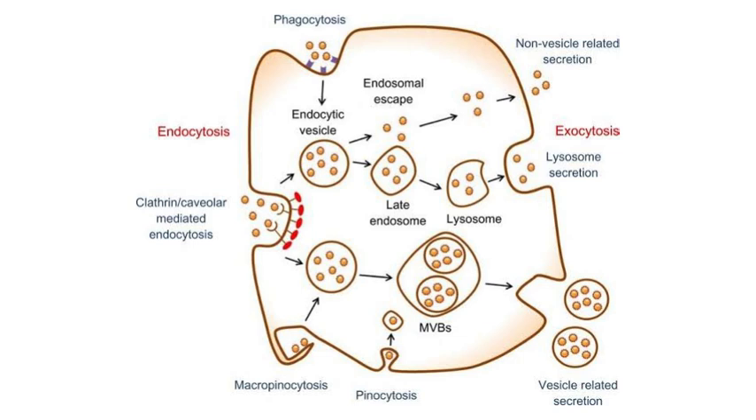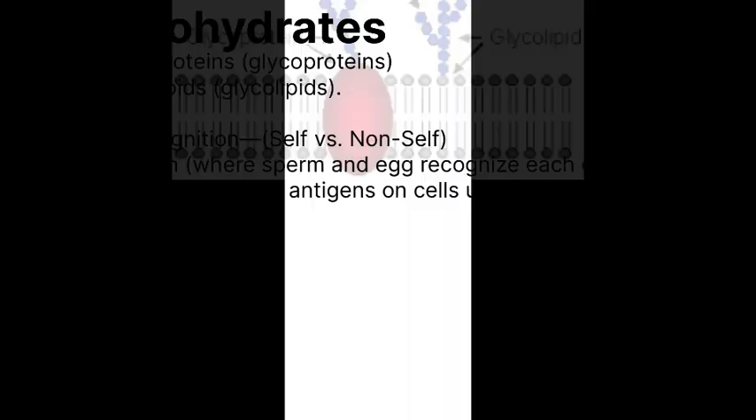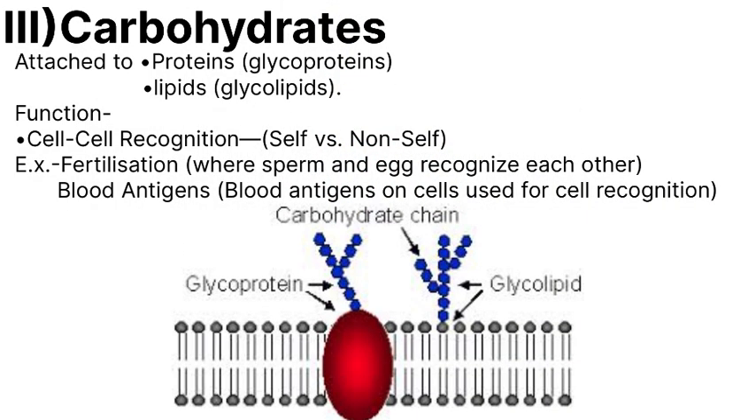Now let's begin with the carbohydrates. Carbohydrates play several critical roles in the cell membrane. Even though they are only a small part of its structure, they are superficially arranged on the outer surface of the plasma membrane. So when they are attached to the protein's structure, they are called glycoproteins, and when they are attached to the lipid structures, they are called glycolipids.